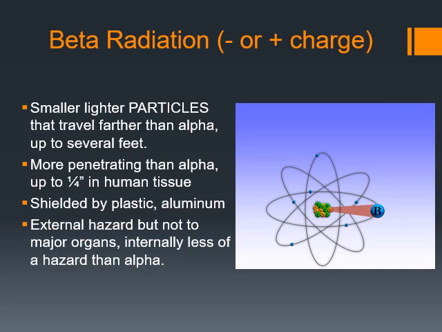Beta radiation is slightly smaller, and it can travel farther than alpha. It can also penetrate human tissue, up to about 1/4 of an inch. But it's also easily shielded by plastic, aluminum, or even maybe 5 or 10 feet of air. It is an external hazard, but internally it's less of a hazard than alpha.